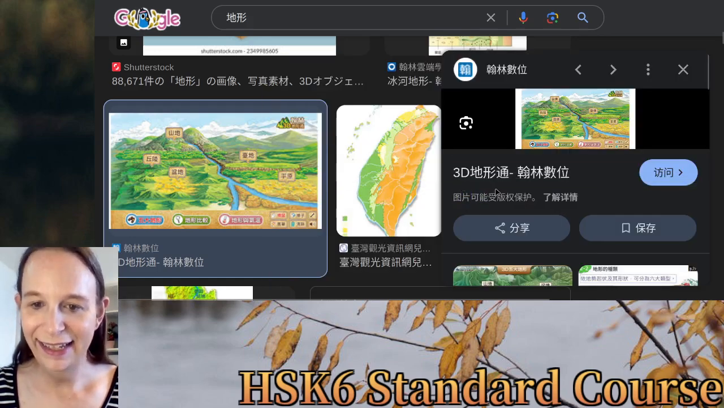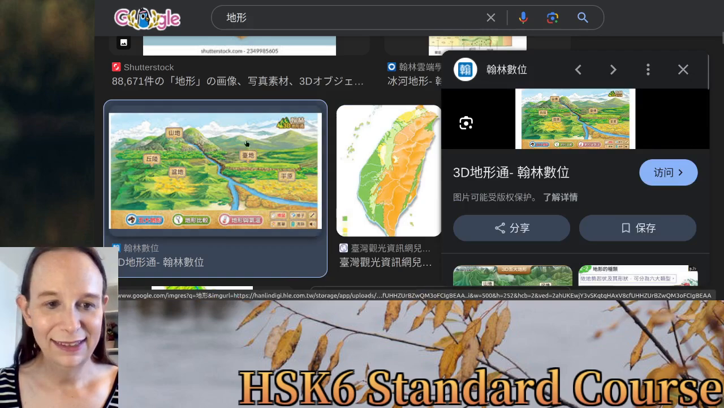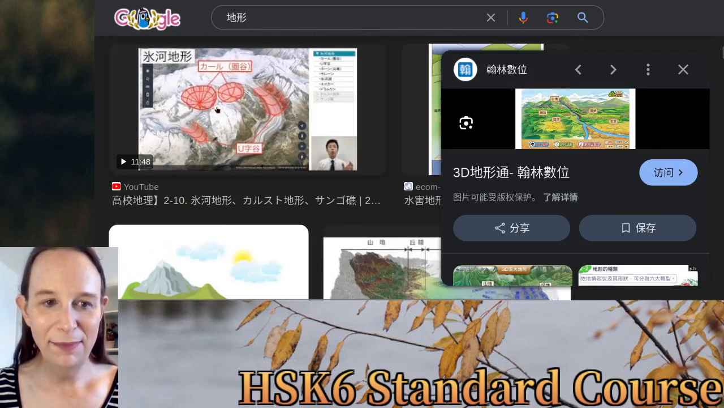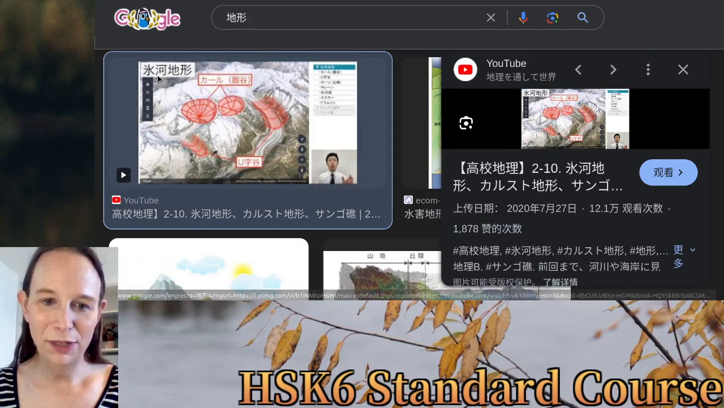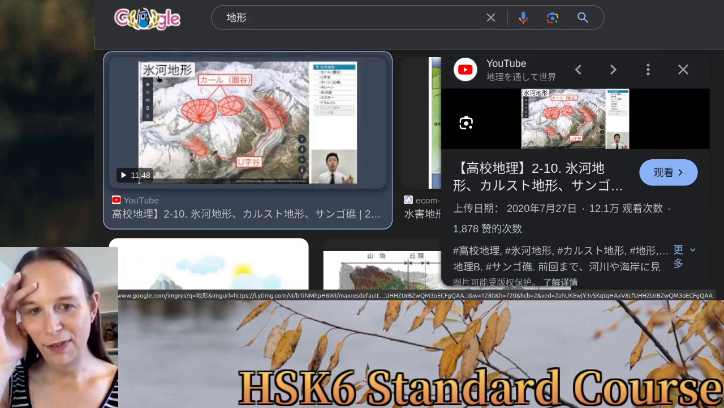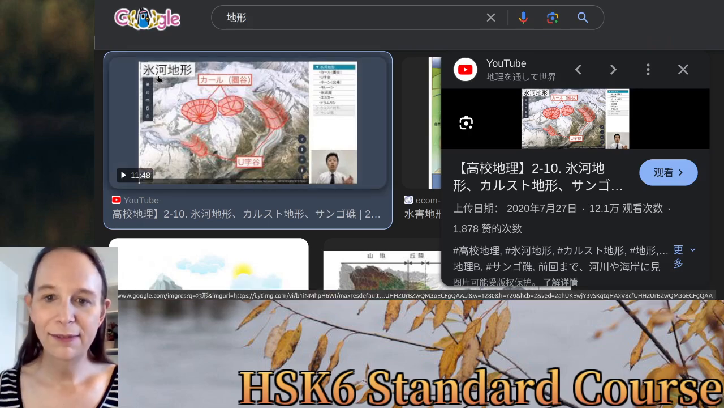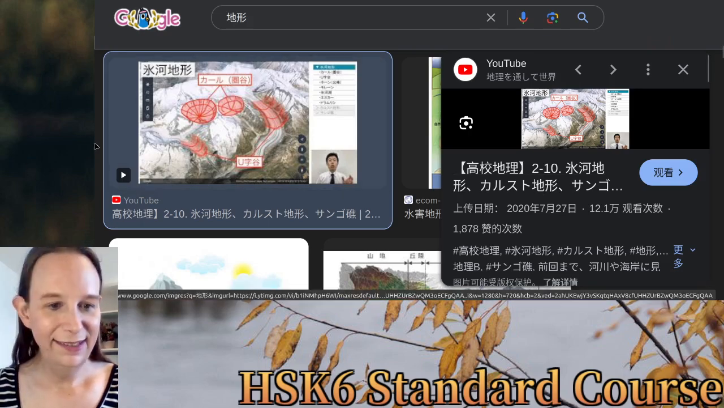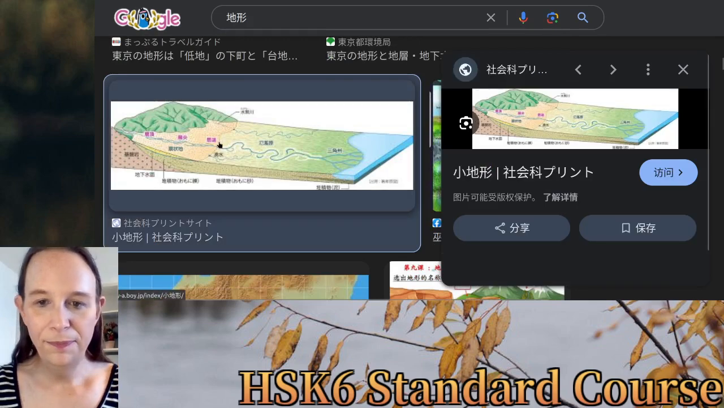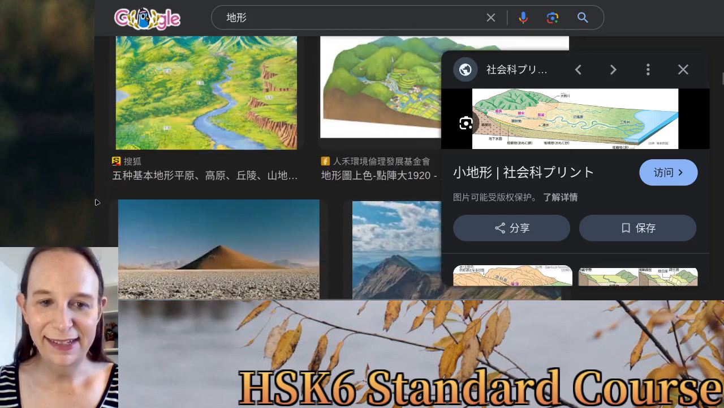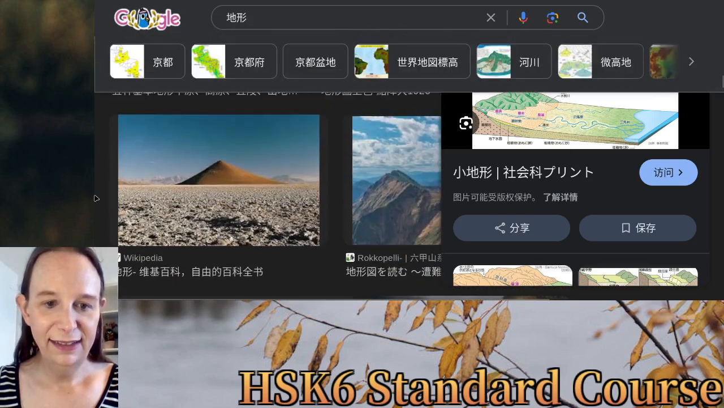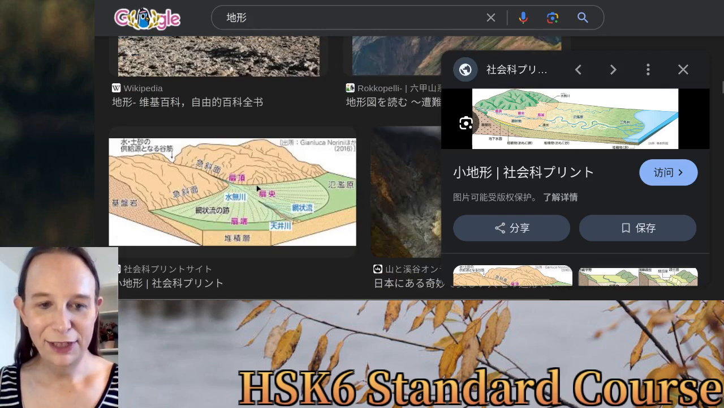3D 地形图. All right. Three-dimensional topographical map. 水河地形. What's a water river? Are there non-water rivers? This is Japanese. That's why. 小地形. Okay, maybe it's the same in Japanese and Chinese. Yeah. So different topographies.